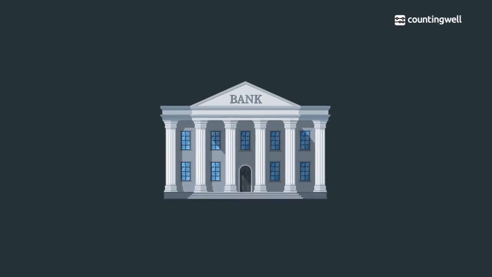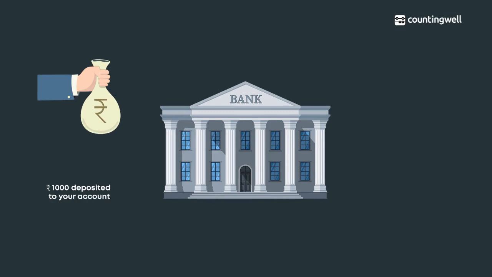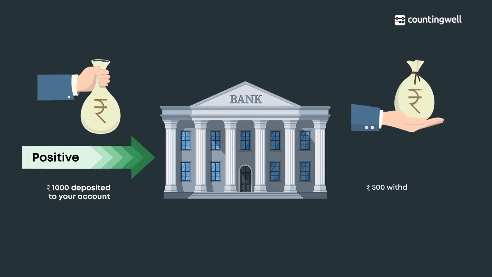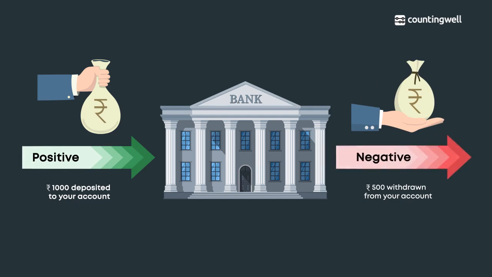Have you ever visited a bank? Depositing 1000 rupees in your account is represented by the positive integer 1000. A withdrawal of 500 rupees is represented by the negative integer -500.